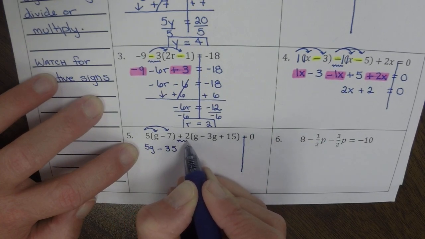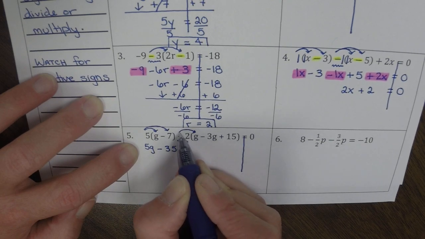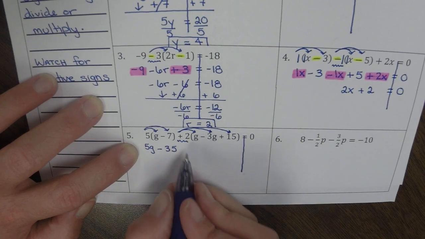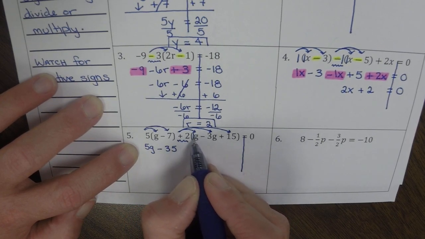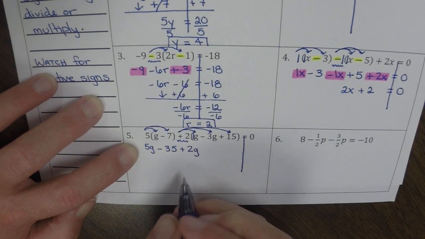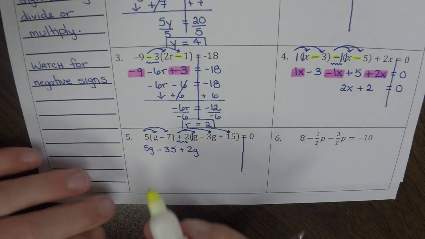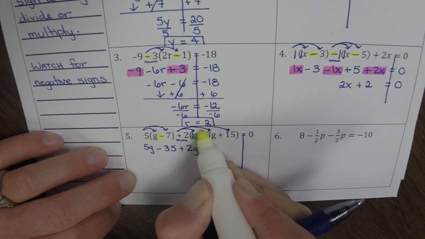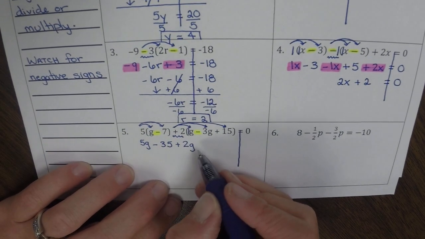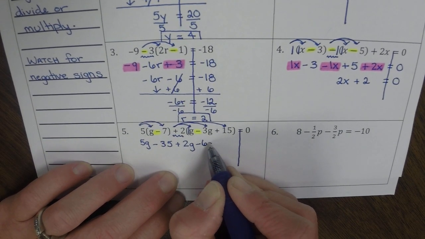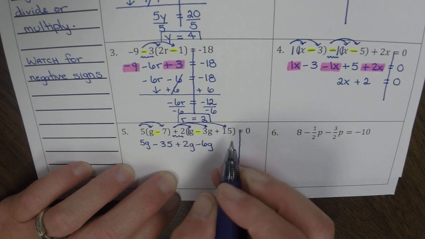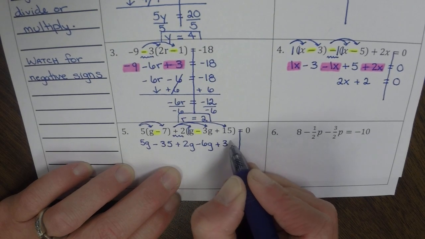Now I've got this positive 2, and I have to distribute it 3 places. So here, here, and here. So 2, and then this is that imaginary 1 times 1, so plus 2g. Then 2 times, and again, I should have highlighted these, so there's a negative, there's a negative. So 2 times -3 is -6g. And then positive 2 times positive 15 makes positive 30.